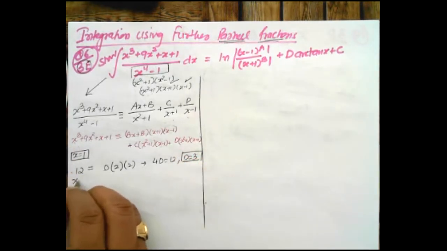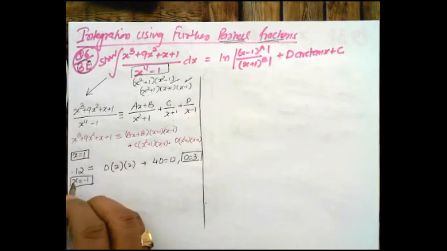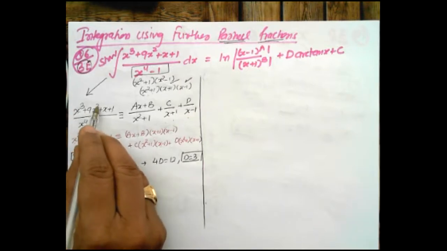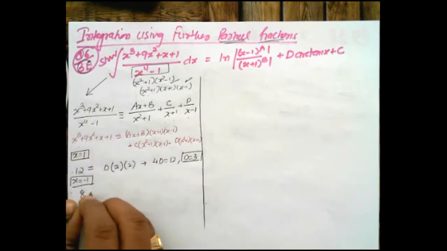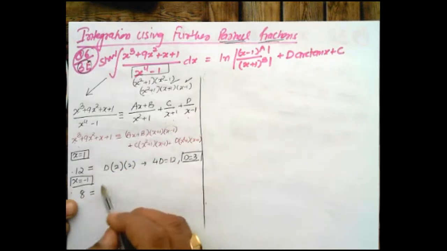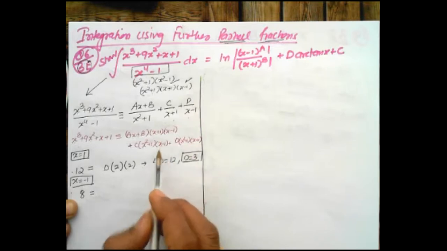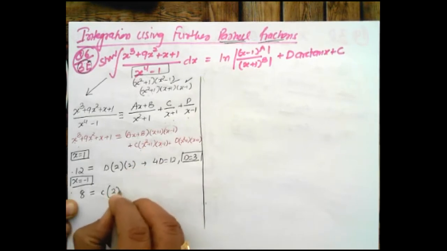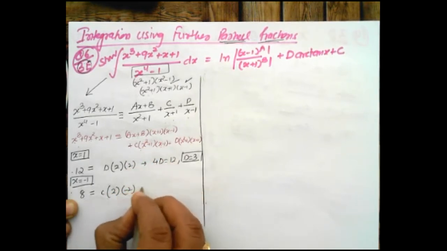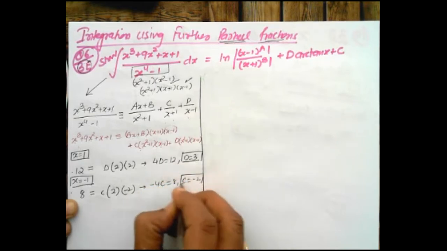Okay, so x equals minus 1 to get the second bracket equal to 0. Minus 1 cubed is minus 1, minus 1 plus minus 1 squared is 9, so minus 1 plus 9 is 8. Minus 1 squared is 1, so that's 9. So 8 minus 1 plus 1, that's just 8. So guys, 8 is equal to, when I put x equals minus 1, I get this bracket 0 and this bracket 0. This is the only one I don't get 0: c times minus 1 squared is 1, 1 plus 1 is 2, and minus 1 times minus 1 is minus 2. So I've got minus 4c is equal to 8. So c equals minus 2.